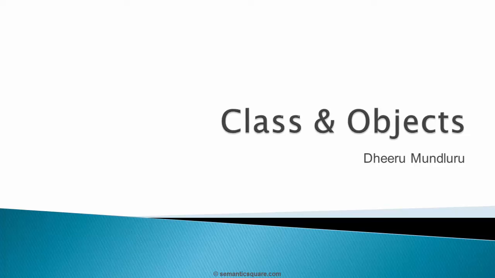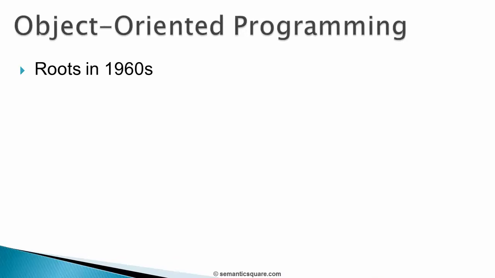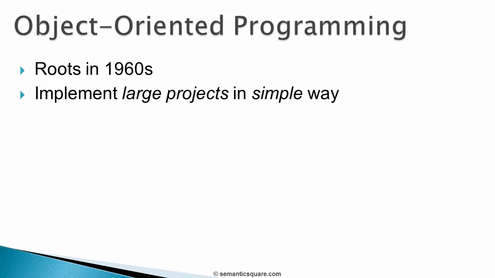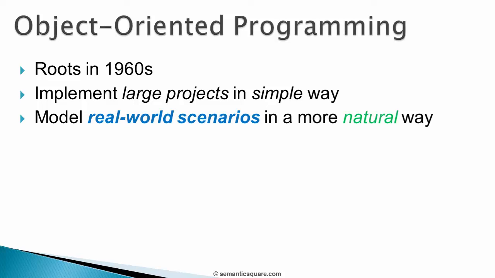In this lecture, we will first understand class and objects at a conceptual level, that is, how they represent real-world scenarios. And then we will see how they are represented in a Java program. Object-oriented programming, which in short is often referred to as OOP, traces its roots back to the 1960s. So it's a very old programming paradigm, and it was conceived to implement large complex projects in a simple way. By that we mean they help model real-world scenarios in a more natural way. So that's the main benefit of object-oriented programming.